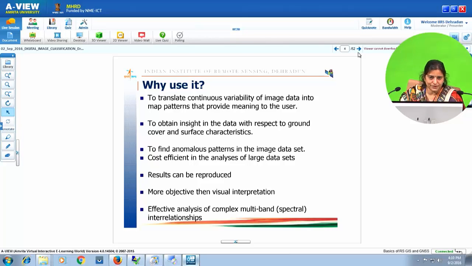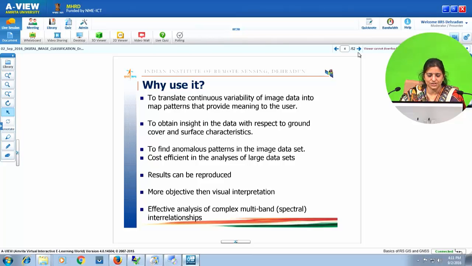As we have already discussed, it is to translate the continuous variability of image data into map patterns that provide meaning to the user. Also to obtain insight in the data with respect to ground cover and surface characteristics, and to find anomalous patterns in the image data set.